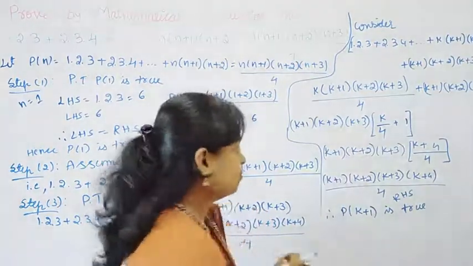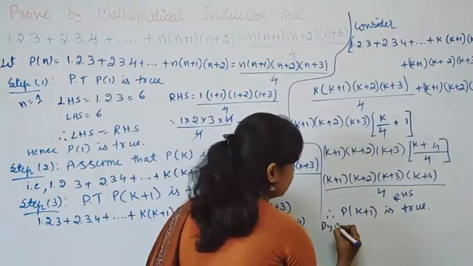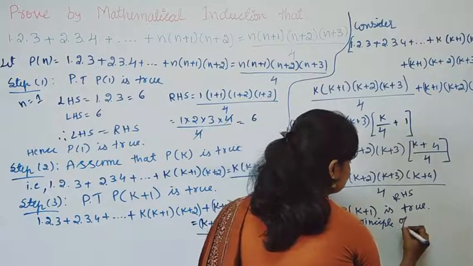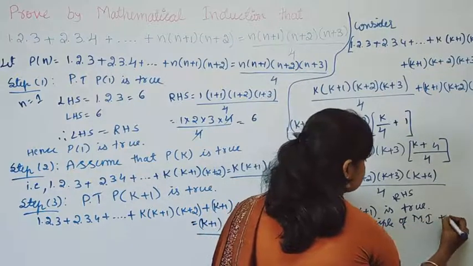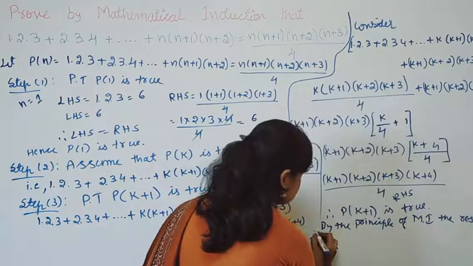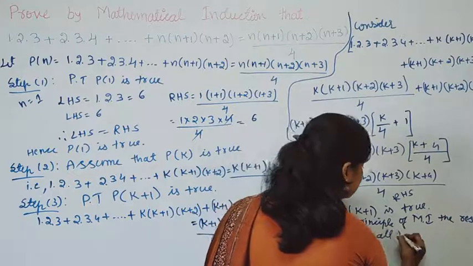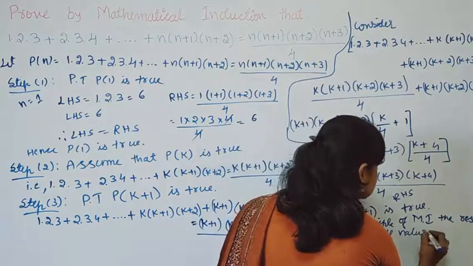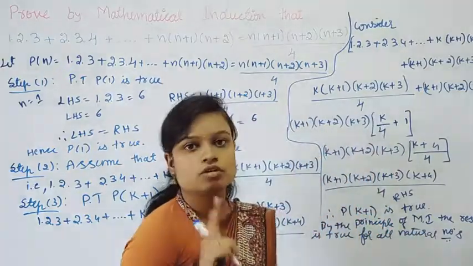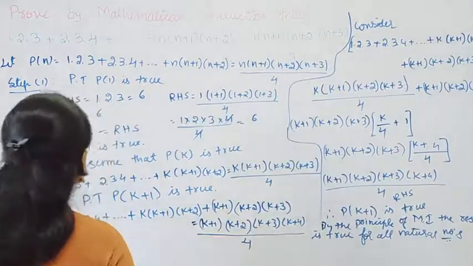So by the principle of mathematical induction, write down at the end, by the principle of mathematical induction, the given result is true for all natural numbers. You must write this. The given result is true for all natural numbers. Understand? So we move on to next problem.